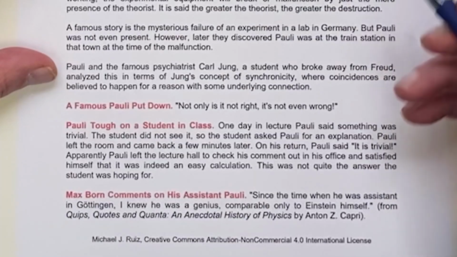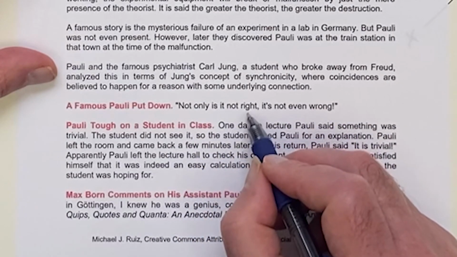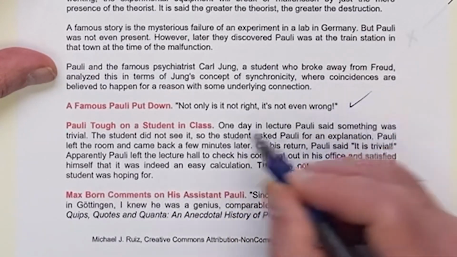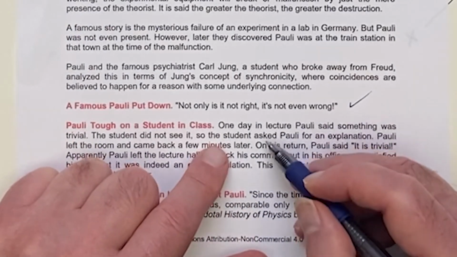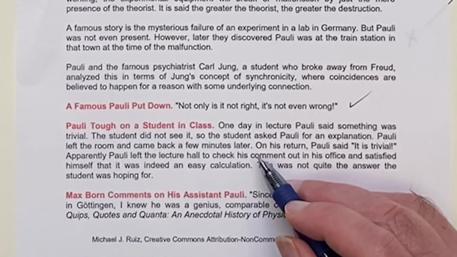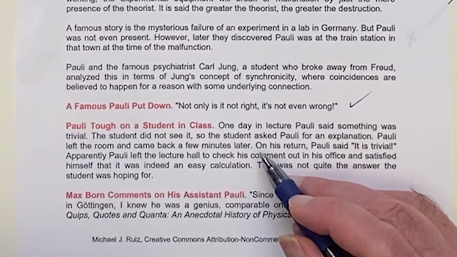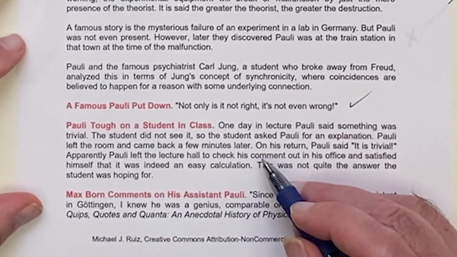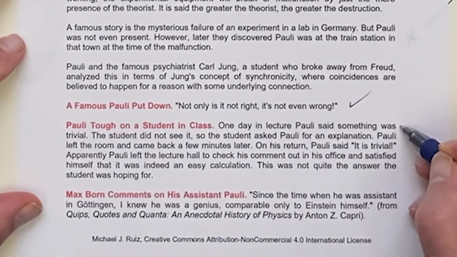And then here the famous put down: not only is it not right, it's not even wrong. And Pauli was tough on a student in class. One day he said something was trivial, and the student asked a question, didn't see it, and then Pauli went away into his office and did a calculation on his own, came back with his notes, and said, it is trivial. You wouldn't be able to get a job at UNCA if you did that.